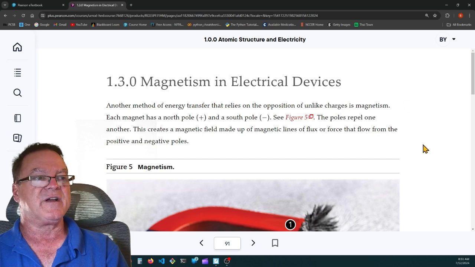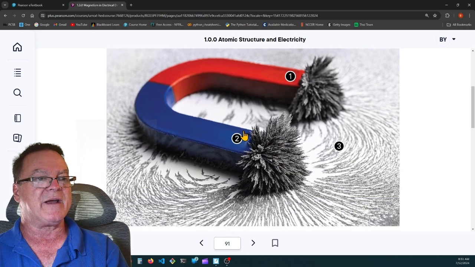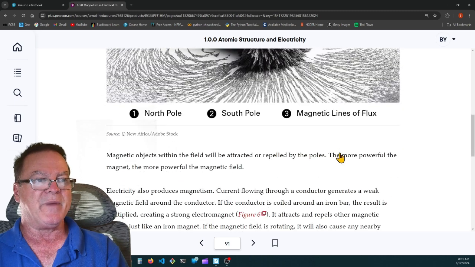1.3.0 Magnetism and electrical devices. So this is showing a horseshoe magnet on a piece of paper with iron filings sprinkled on the paper, and you can see how they're lying in these radial bands of magnetism all around this horseshoe magnet.